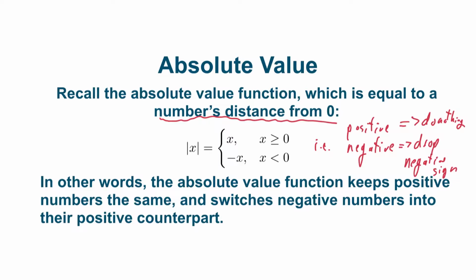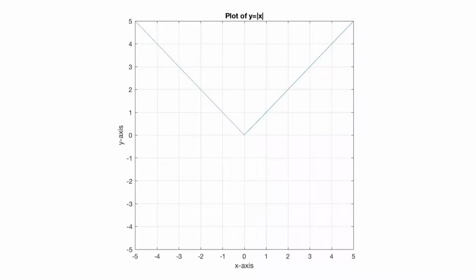It's helpful to have both this formal definition in terms of x being greater than or equal to 0 and x being less than 0, and also this intuitive notion that it's just calculating distance between the point in question and 0. So in that sense, it doesn't matter if you're negative or positive. All that matters is how far you are from 0. So it's helpful to have an image of the plot of the absolute value of x in your mind. So let's look at a computer-generated one.